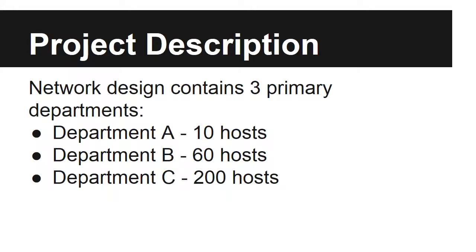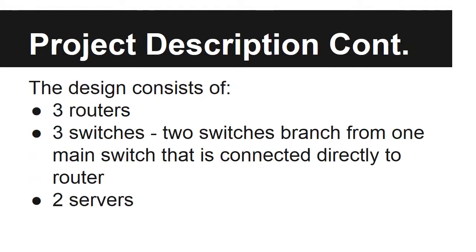The project description is an overview of the network and the project. This network design contains 3 primary departments, each holding a certain amount of hosts. Department A holds 10 hosts, Department B 60 hosts, and Department C 200 hosts. Moving forward, we have more requirements to this network.